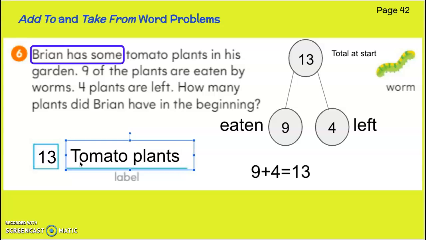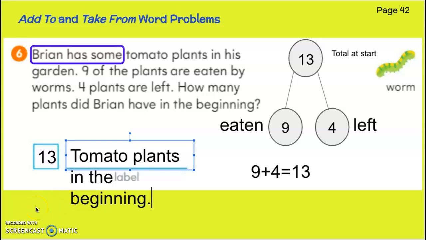I don't know why it keeps stopping. Tomato plants in the beginning. Okay, 13 tomato plants in the beginning. I could use a complete sentence. There were 13 tomato plants in the beginning, or Brian had 13 tomato plants in the beginning. Either of those would work. All right, so that is where the start is unknown. So really that was kind of a simpler way to solve that one because you know how to put two parts together. But some of those can get a little bit trickier.